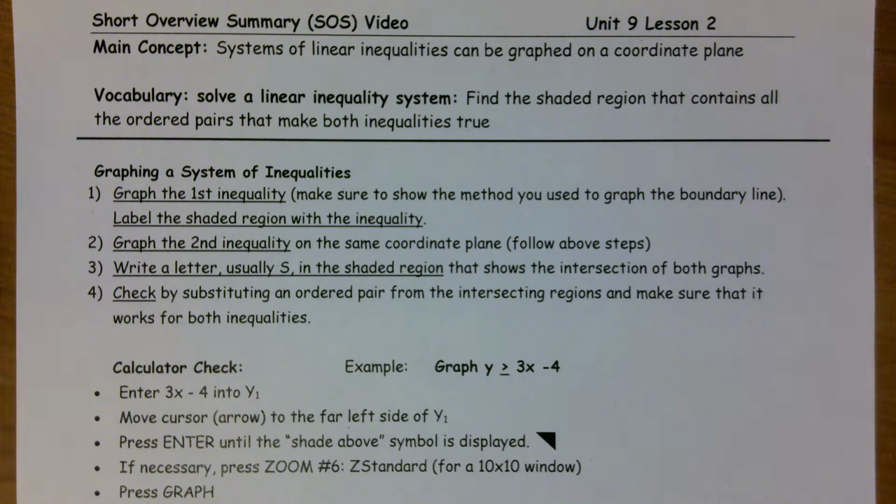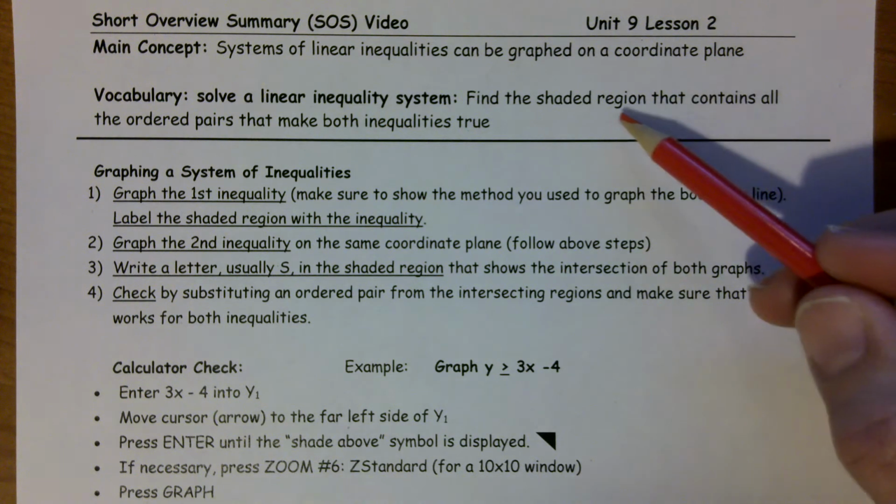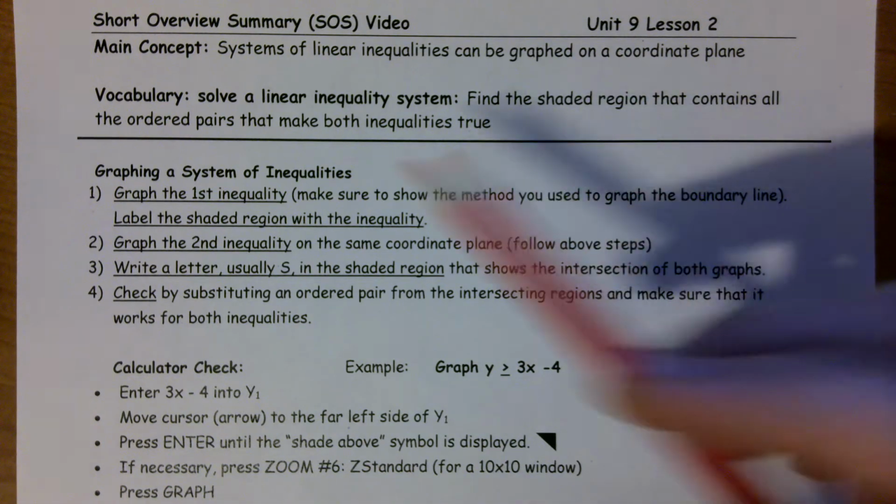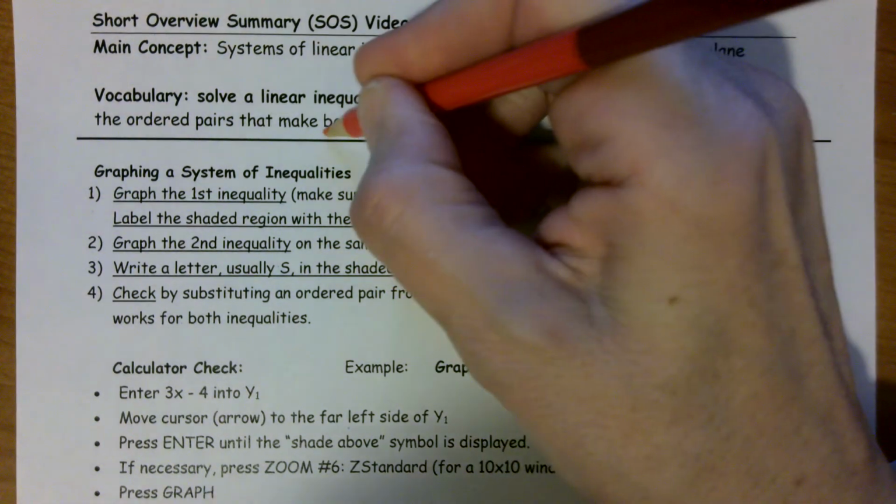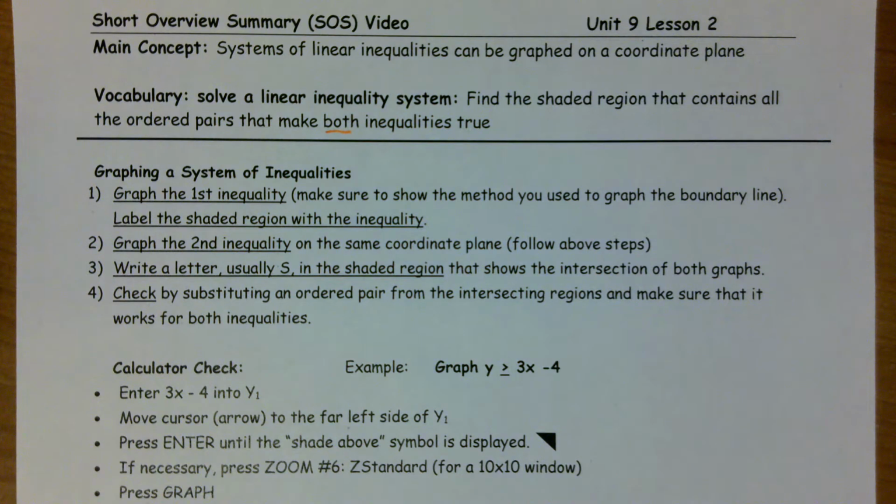Systems are two or more either equations or inequalities that are graphed on the same coordinate plane. So today we're going to use your skills in graphing a linear inequality. When you're asked to solve a linear inequality system, you need to find the shaded region that contains all the ordered pairs that make both inequalities true.